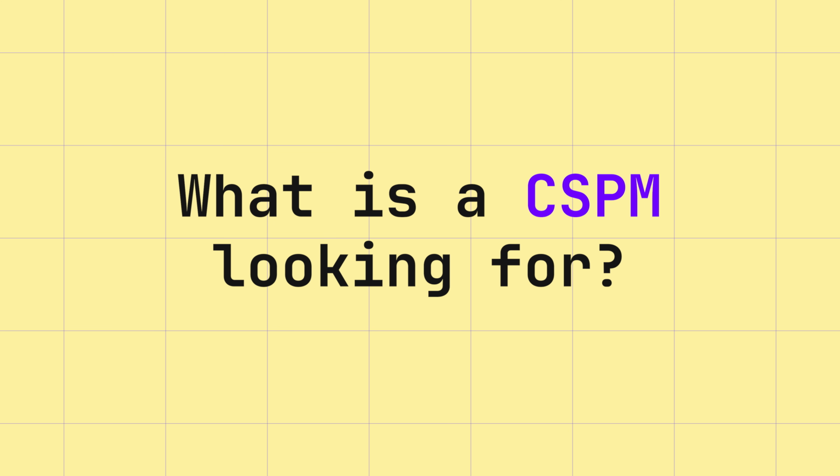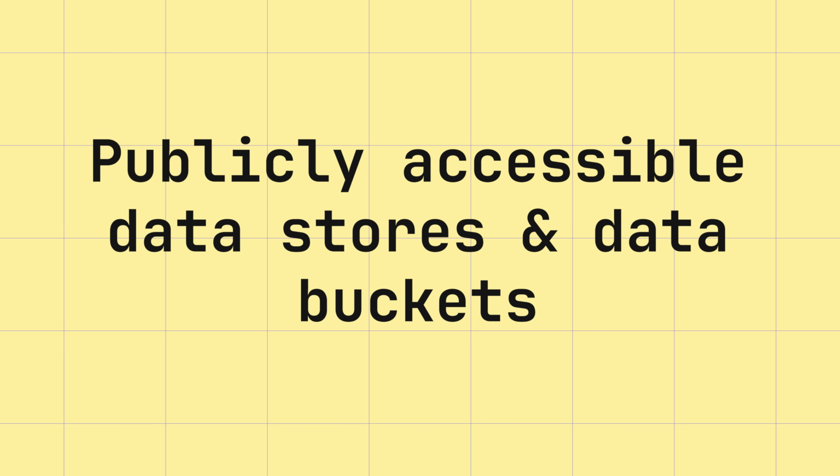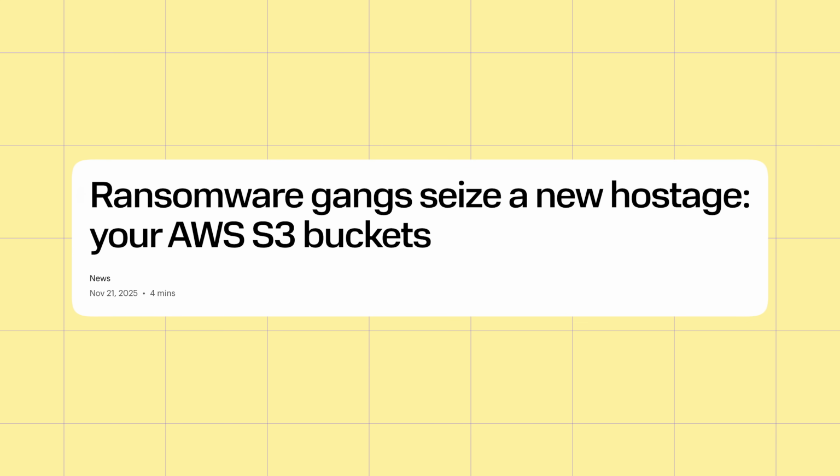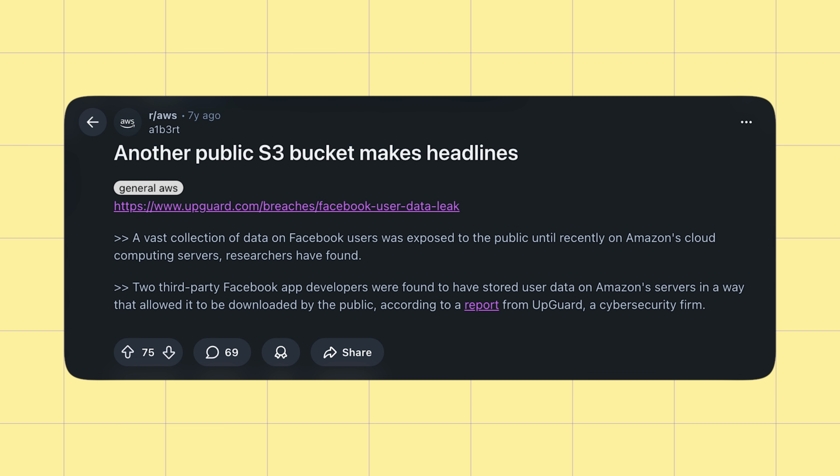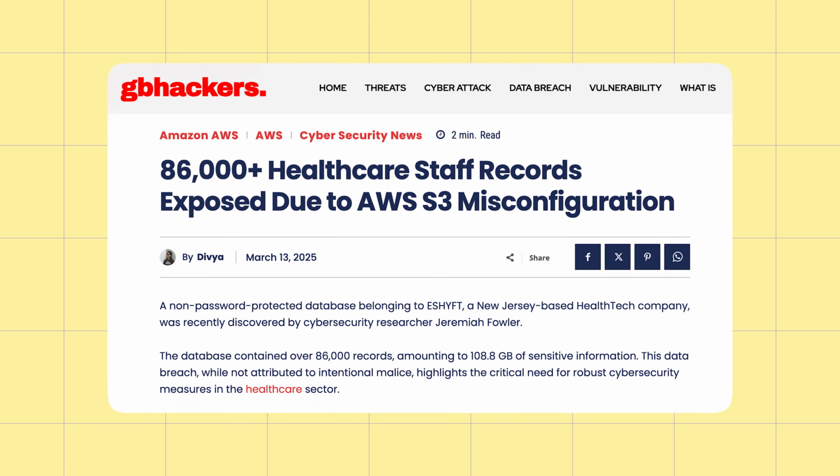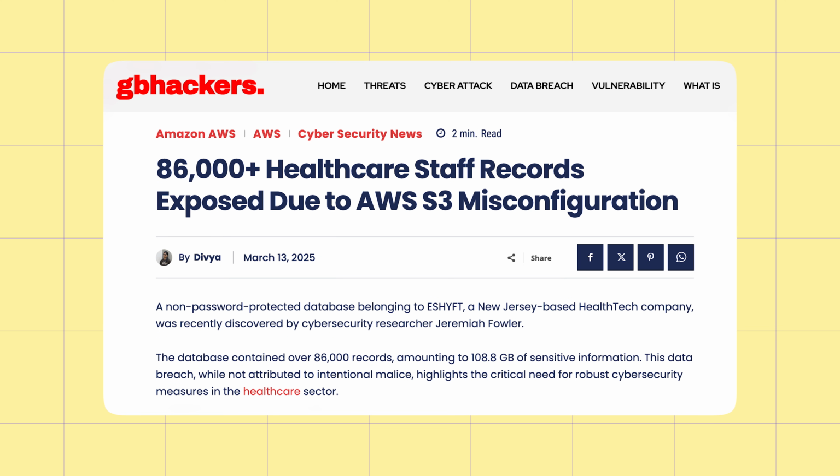But first, there's a couple of things to kind of understand about CSPM. What is the CSPM actually looking for? What are the vulnerabilities that it's trying to find? Well, there's a huge tail, so we can't go through all of them. But some of the most common ones are publicly accessible data stores or data buckets. There are endless news reports about public S3 buckets that have been exposed, and they're literally never ending. Like in 2025, there were 86,000 patient records that were exposed because a health company hadn't put privacy on the bucket in which they were stored.